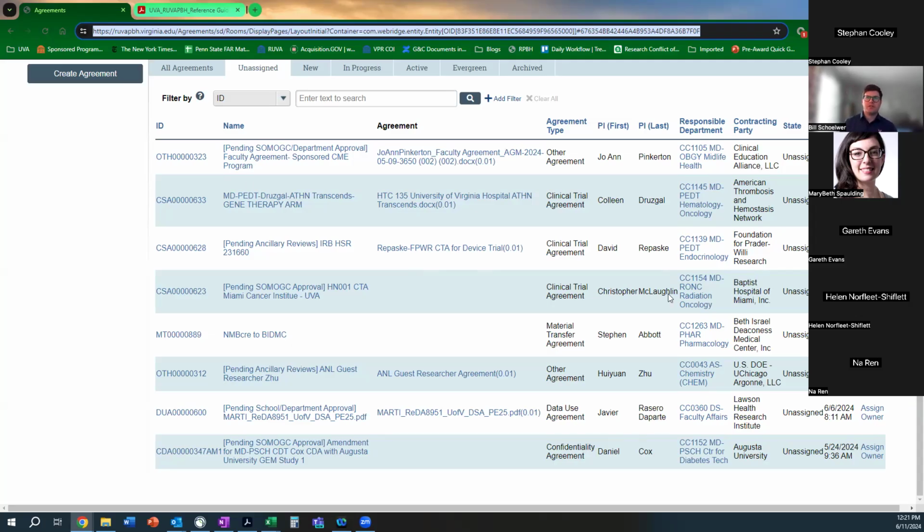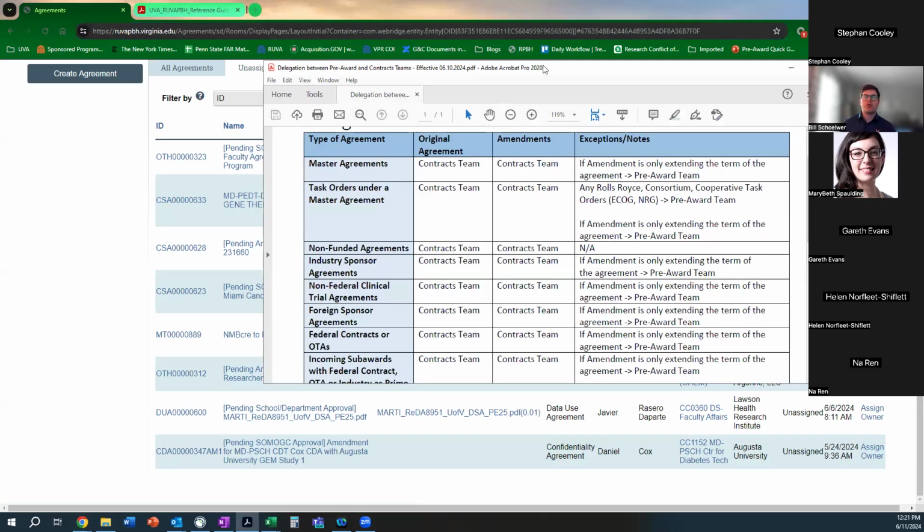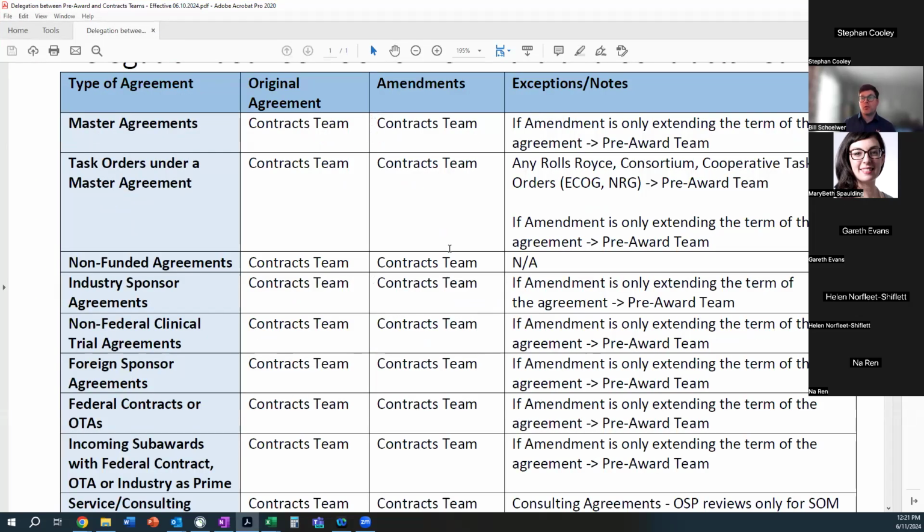I'll also say that there's a slightly separate process for outgoing subawards, that the outgoing subawards team, primarily Simon Butcher, our outgoing subs manager, monitors the unassigned queue for outgoing subawards and then assigns those out. So once we have the agreement or the notice of award, if it's coming through the OSP NOA queue, the specialist will review the agreement document and then follow this delegation chart.